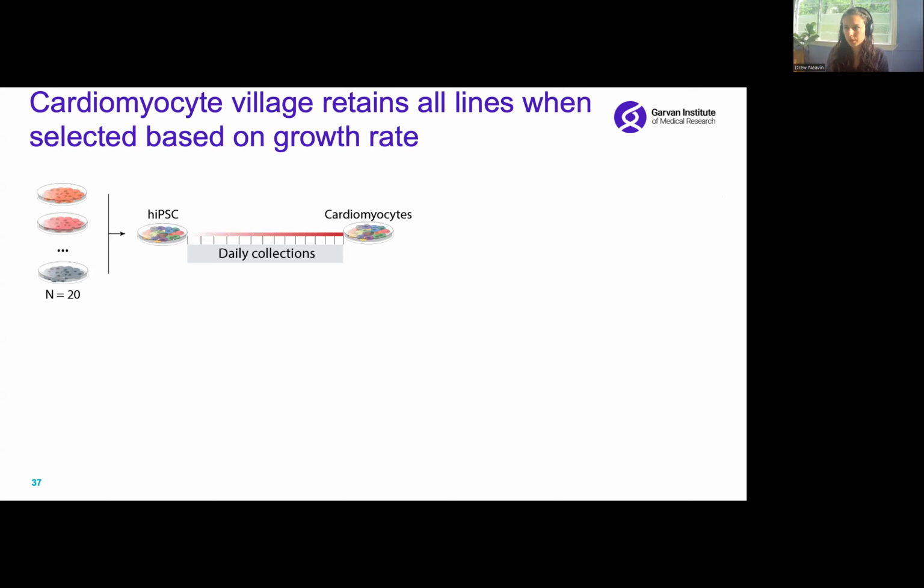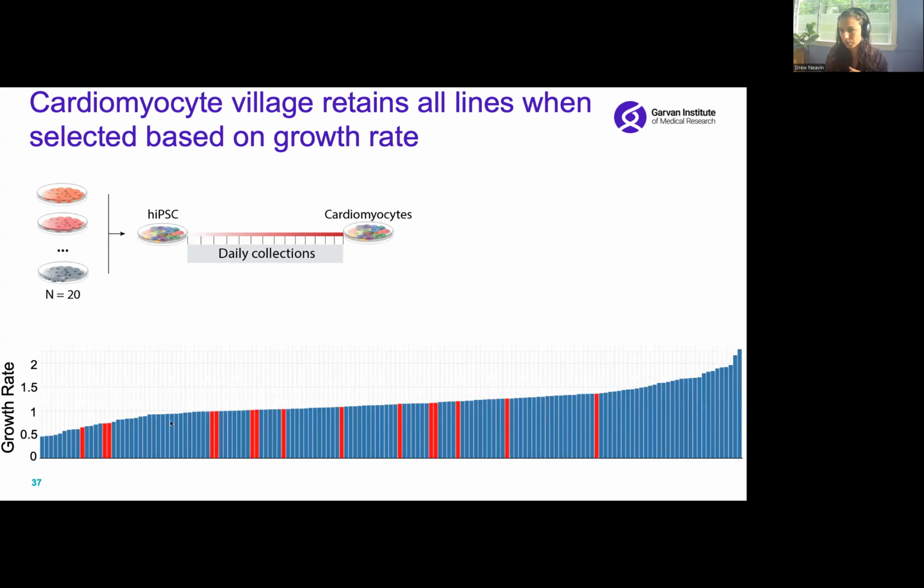And so one thing that we've done is test this out. We took 20 cell lines that we had measured the growth rates for, pooled them, and then collected them every day for a cardiac differentiation. And these are the growth rates pulled out of that distribution. At the time, we didn't have all the growth rates completed yet, so they were a little bit closer together when we first selected them.